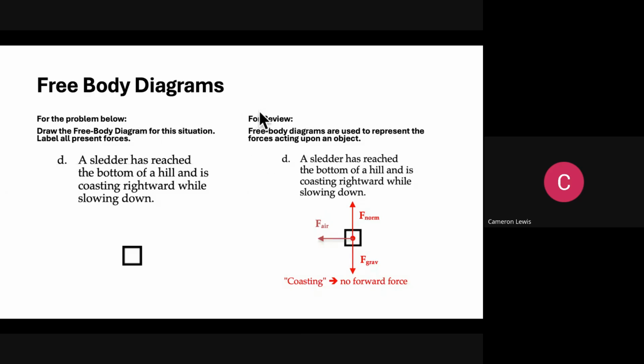That should be good. You can still see my screen, right? All right, okay.